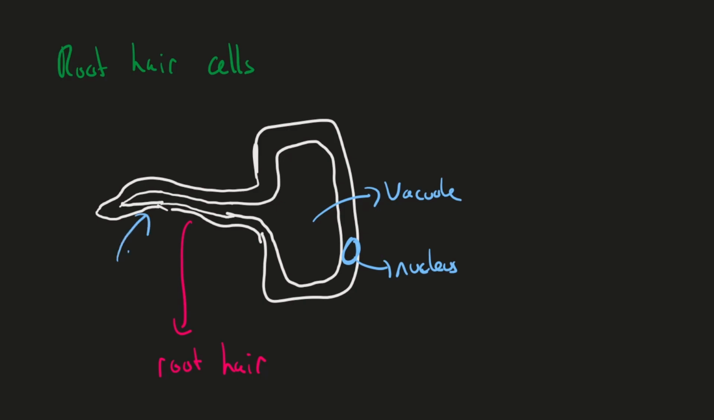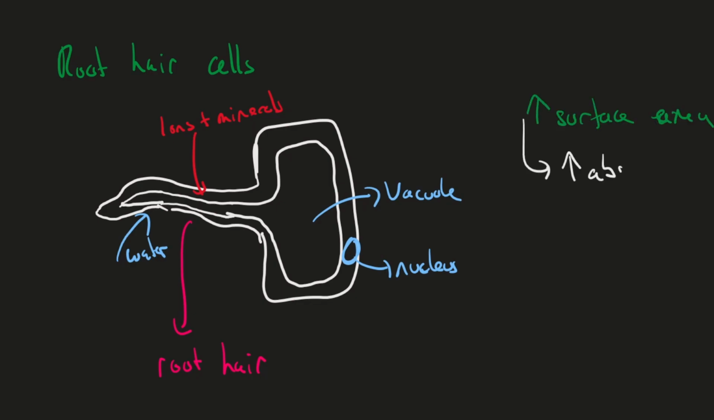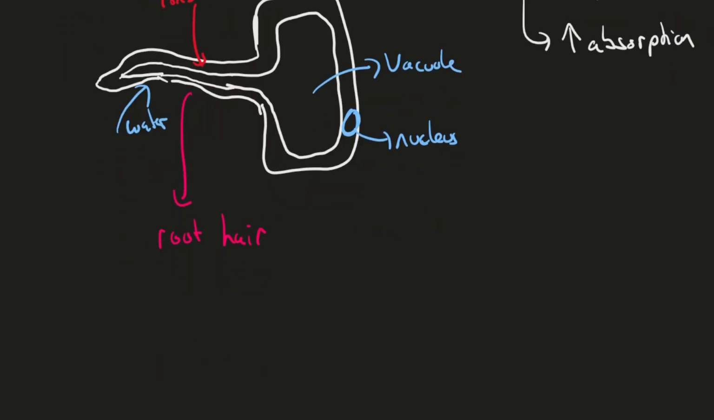So it can absorb lots of water, and it can also absorb ions and minerals. The adaptation of a root hair cell is that it has very long, thin hairs that stretch out into the soil. This increases the surface area, which allows for increased absorption of water, vitamins and ions. So the minerals and ions that we saw there. Okay, so let's keep going now.